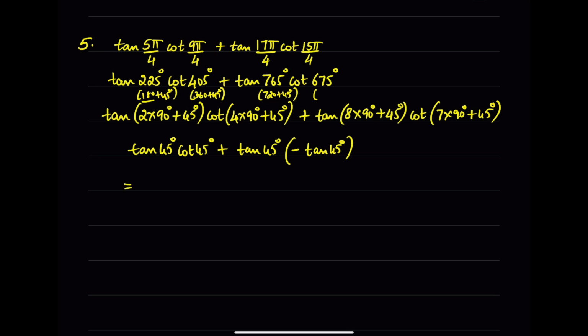Now let's apply the value. This would be 1 multiplied by 1, 1 minus 1. So this is 1 and this is minus 1. So the answer would be equal to 0.